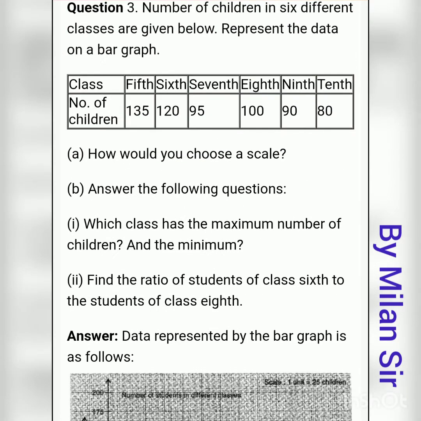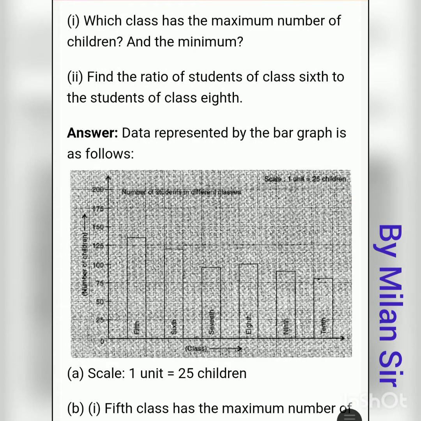And for 7th class we have the measurement 95. So 95 lies between 75 to 100 and near about 100. So near about 100 we need to represent the column of 7th class. We need to take the height of this bar as 95, up to near about 100.